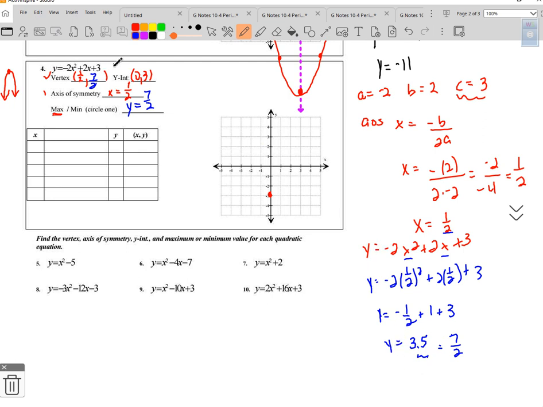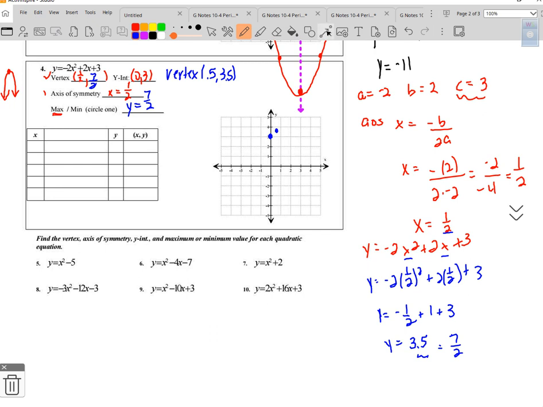So we filled all this in, now it's time to start plotting things. I plotted my y-intercept earlier, this is (0, 3). I plotted it wrong, right? So this is going to be over 0, up 3. My vertex is 1/2 and 7/2. Remember, that's 1/2 and 3.5. So you may want to use decimals if that makes more sense to you. 0.5 and 3.5 is the same as 1/2 and 7/2. So 0.5 is a half. I'm going to go halfway between these two positives, 1/2, and then up 1, 2, 3, and a half.